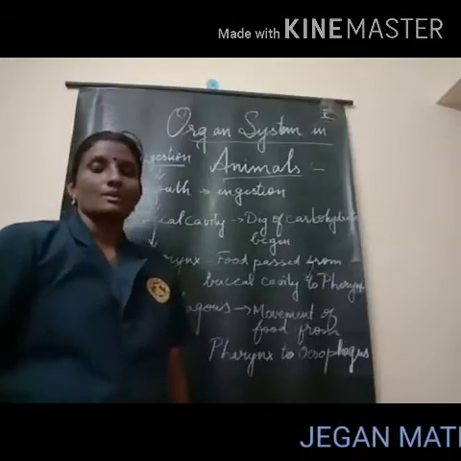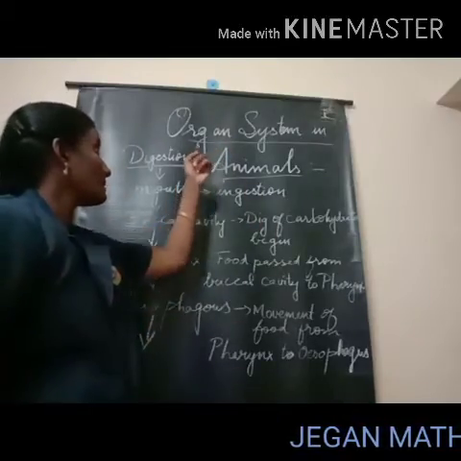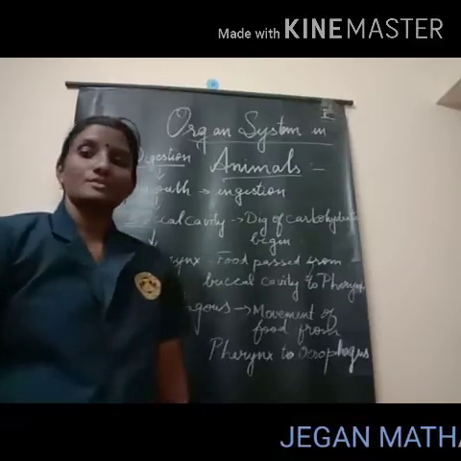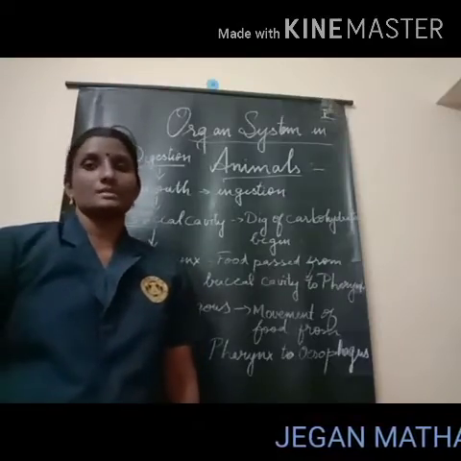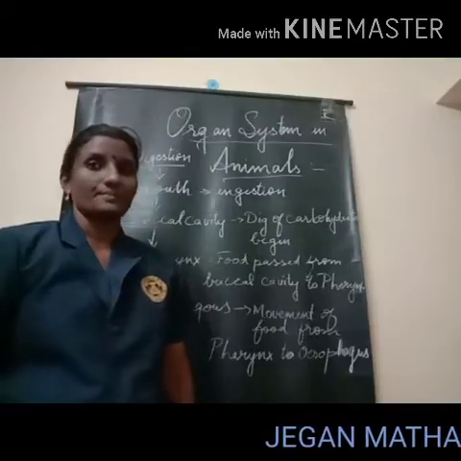Today we are going to see about organ systems in animals. In that, we are going to see two major headings: one is digestion and another one is the excretory system. So now let us see about the process of digestion.